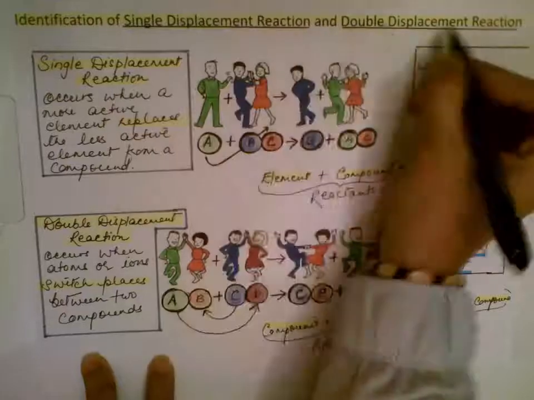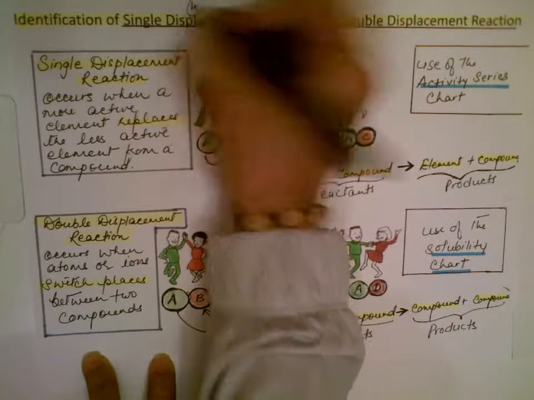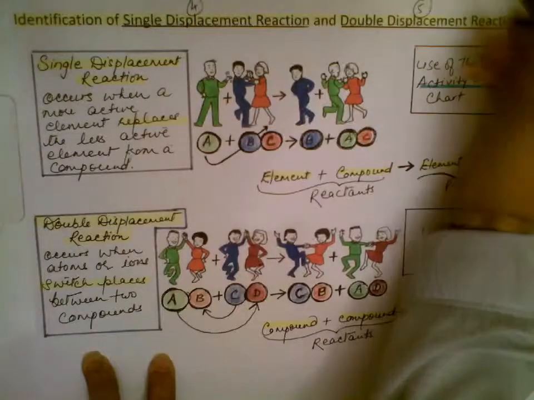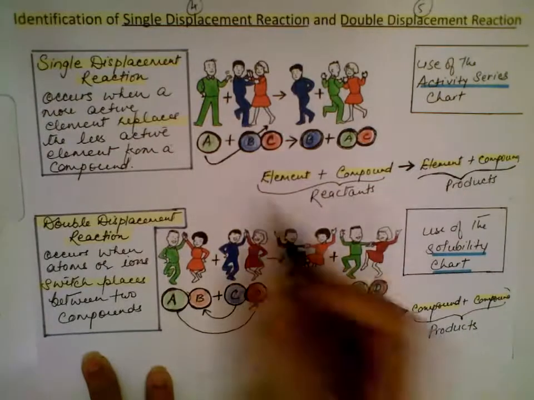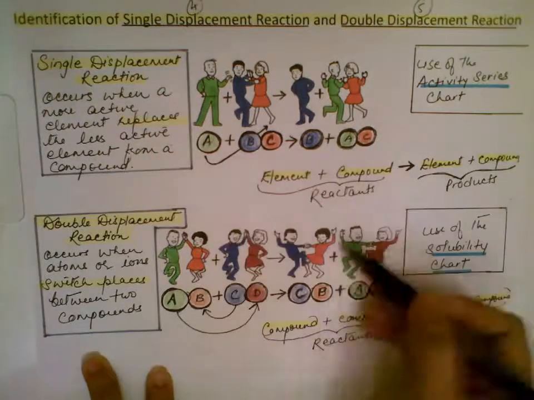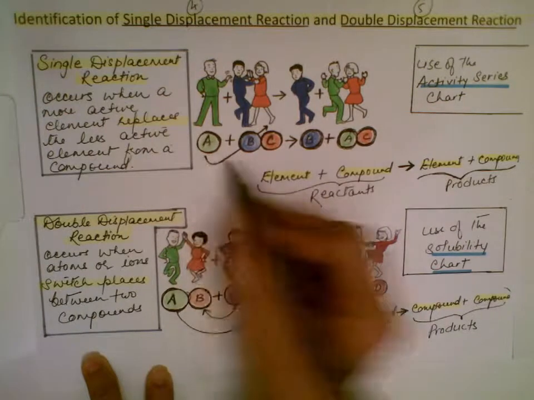Displacement and double displacement reaction. This is type 4, and this one is type 5, the double displacement reaction. So here I got these pictures from Google, and if you look here, this A by itself, this is a general equation for single displacement.